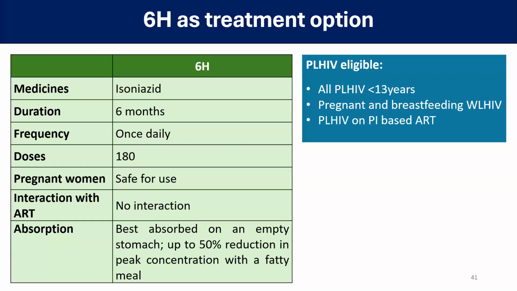So 6H as a treatment option. Isoniazid, as we are all aware, the 6 months of isoniazid treatment has been there until the revised guidance on TPT came into place. Once daily for 180 days, or 6 months. It is safe for use in pregnant women. No interactions with ART, and it is best absorbed on an empty stomach, with up to 50% reduction in peak concentration with a fatty meal.